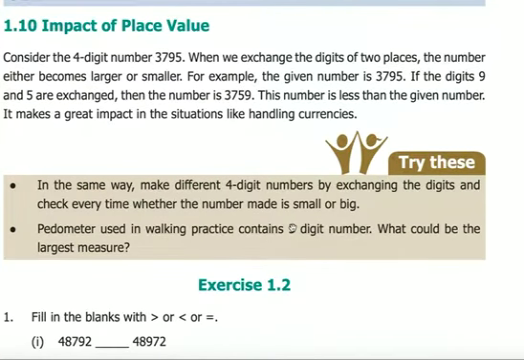Impact of place value. Consider the 4 digit number 3795. When we exchange the digit of two places, the number either becomes larger or smaller. For example, the given number 3795, the digits 9 and 5 are exchanged, okay, the number is less than the given number. It makes a great impact in situation like handling currencies. In the same way, make different 4 digit numbers by exchanging the digits and check every time whether the number made is small or big.